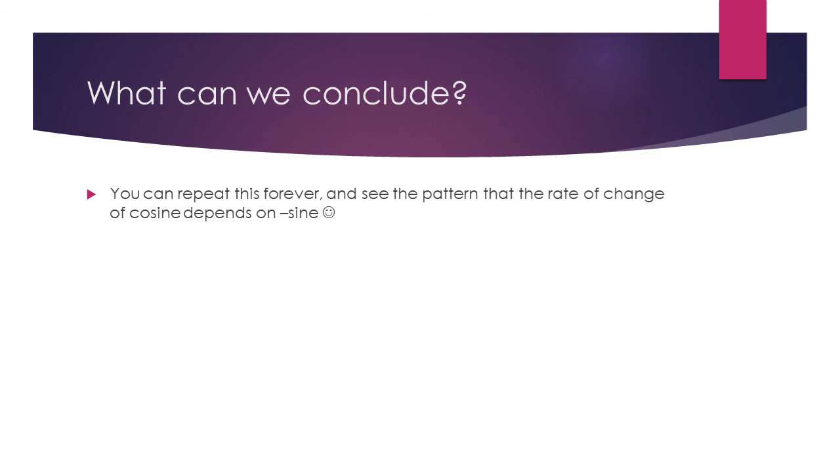So from all of this, what can we conclude? You can repeat this for an infinite period. You can repeat this forever if you want, but you'll obtain this alternating between negative and positive gradients wherever you go. And in the end, what you can conclude is that the rate of change of cosine, or its gradient, will always depend on negative sine x, essentially. And our investigation before has just proved that that is the case.